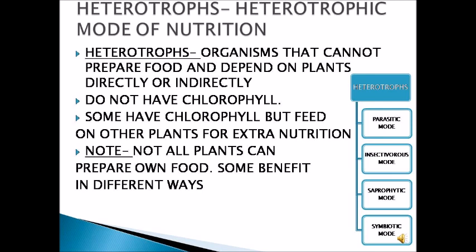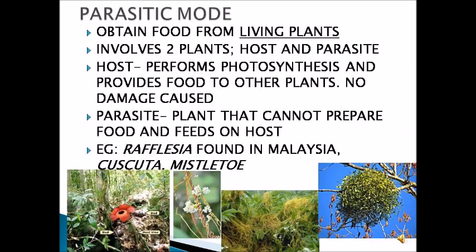These organisms cannot make their own food because they do not have food-making pigment chlorophyll. However, some plants have chlorophyll but depend on others for additional nutrition. You must keep in mind that it is not necessary for all plants to make their own food. In this lesson, we will see how some plants depend on green plants for their food supply by these given modes. The first mode of heterotrophic nutrition is parasitic mode.